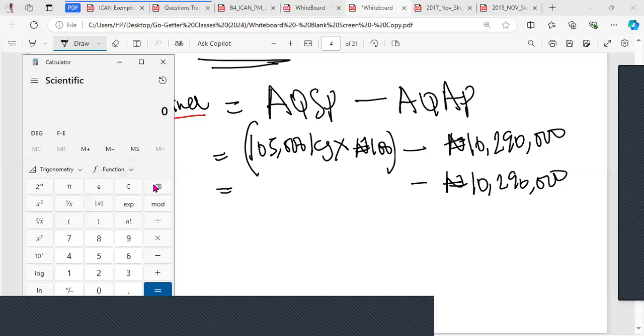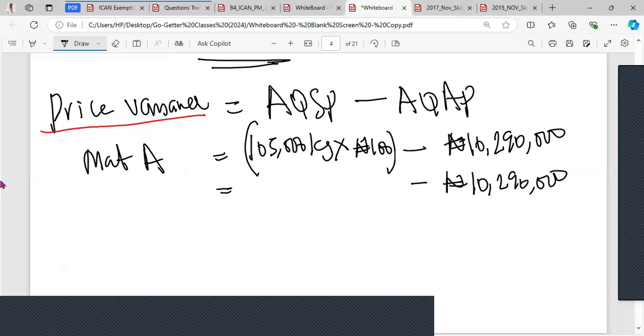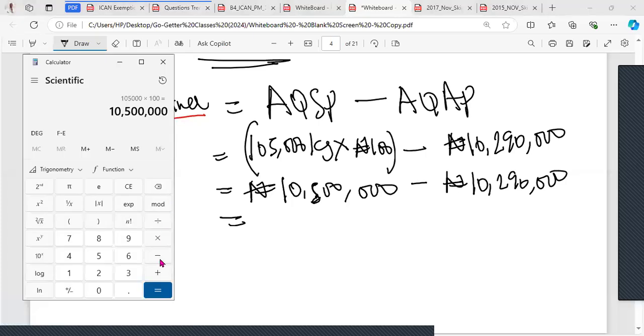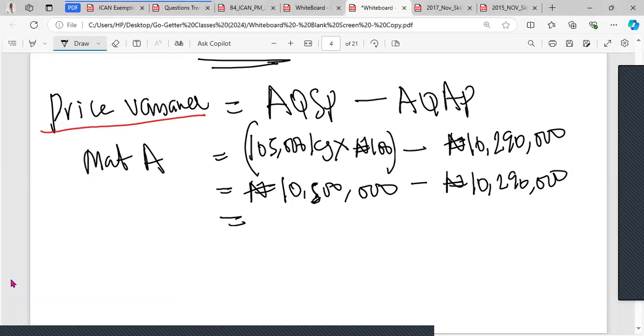Now let's bring this one down. 105,000 multiplied by 100. That gives us 10,500,000. So this is 10,500,000 minus 10,290,000. This is supposed to give us a favorable variance. That gives us 210,000 variance. 210,000 favorable.